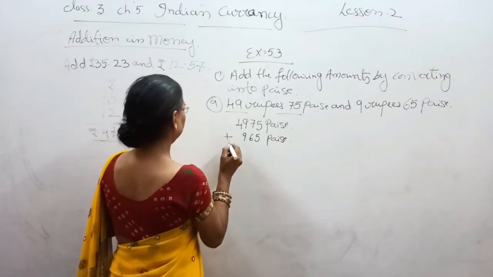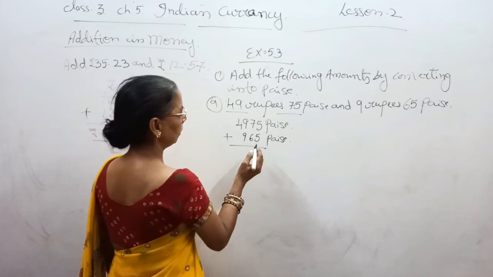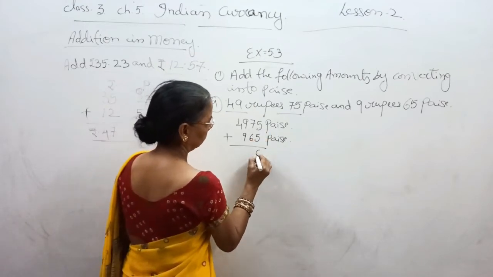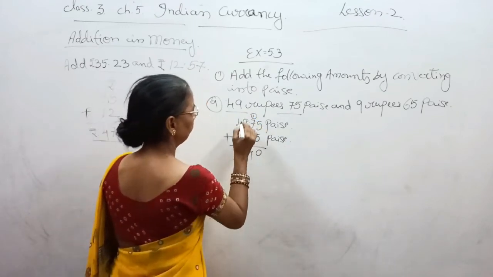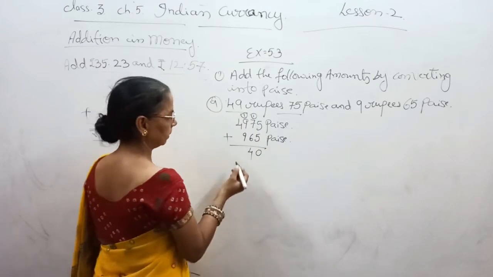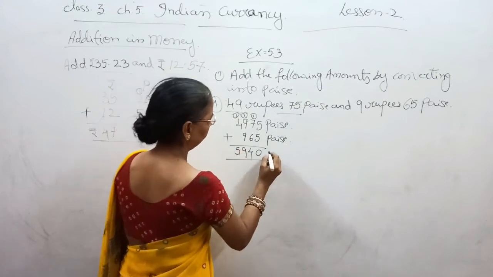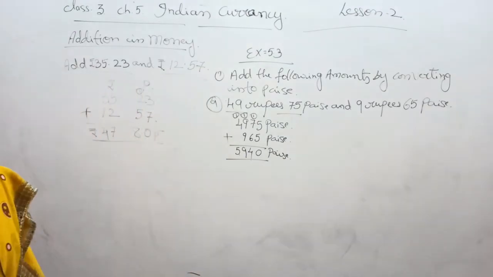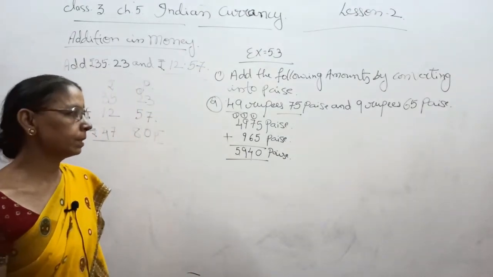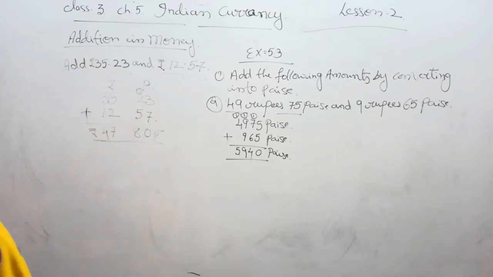Now we have to add it. The 5 plus 5, that is 10. 1 carry, 7 plus 1, 8. 8 plus 6, it is 14. 1 carry, 9 plus 1, 10. 10 plus 9, it is 19. 1 carry, 4 plus 1, it is 5. Like this, 5,940 paise is the answer for 49 rupees 75 paise and 9 rupees 65 paise. First, we have to convert them, and then we have to add it.